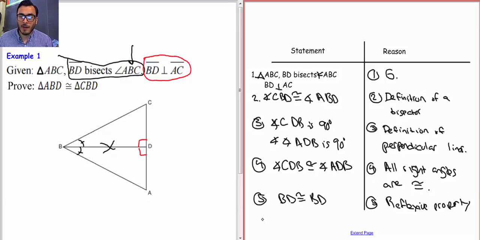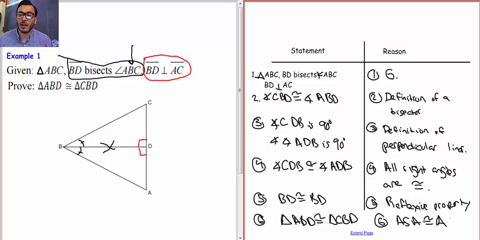And then finally, based on all this information here, we were able to say that triangle ABD is congruent to triangle CBD, because of angle-side-angle being congruent to angle-side-angle. So there's our proof. All right, so let's follow the argumentation of our proof here.